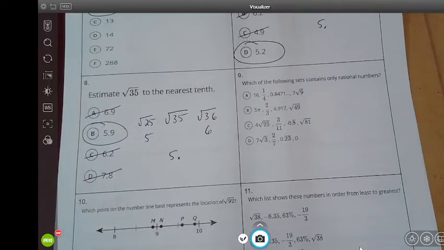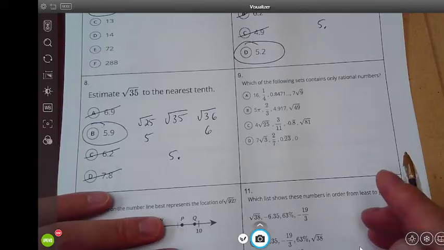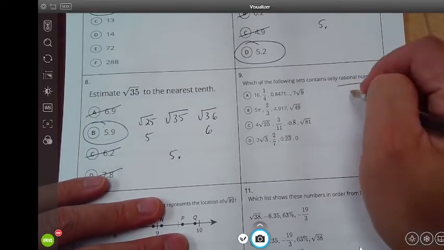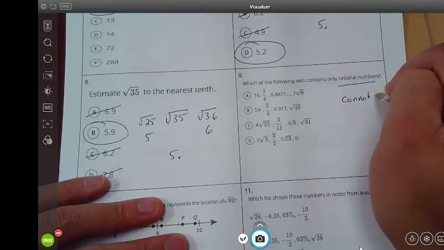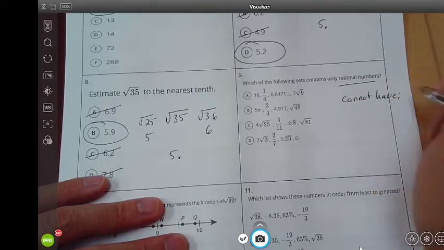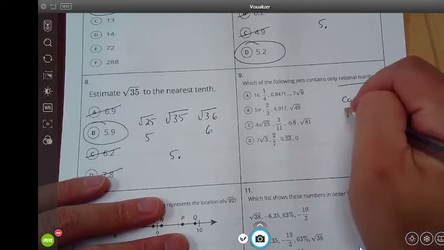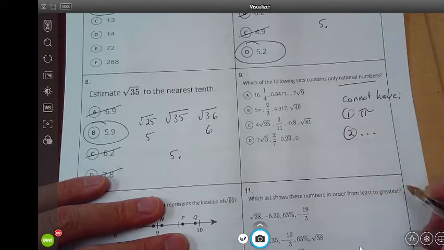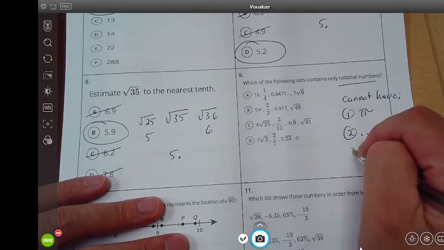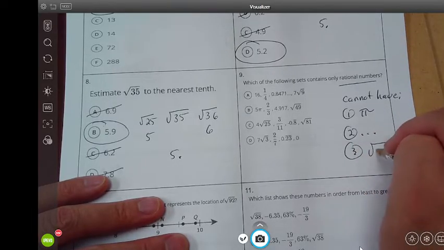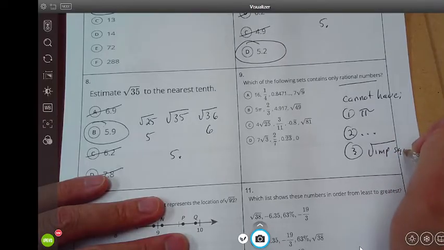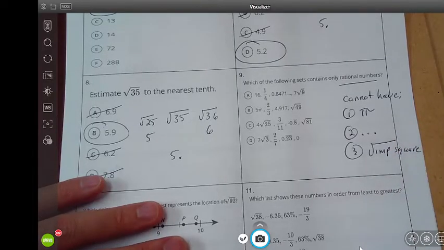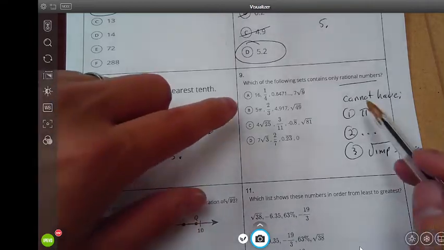Okay, so number 9 says, which of the following sets contains only rational numbers? If it's rational, it cannot have those 3 indicators of irrational numbers. It cannot have pi, it cannot have the 3 dots, meaning non-terminating, non-repeating, and it cannot have a square root of an imperfect square. Because we're looking for just the rational numbers.